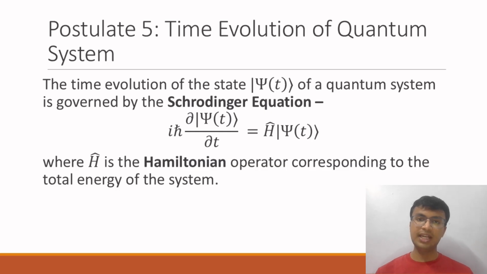The fifth postulate describes the time evolution of the state vector psi. So the state vector evolves in time according to the Schrodinger equation. Note that the Schrodinger equation is a first order differential equation in time, which means that it only needs one boundary condition in order to find the entire solution. Basically, this means that if we know the state of the system psi at any time t0, then we can determine the state at all other times.